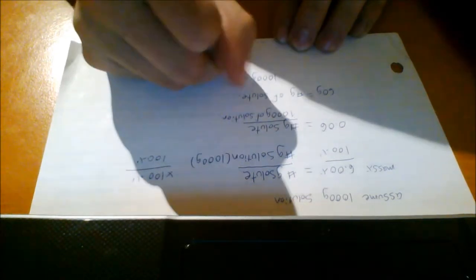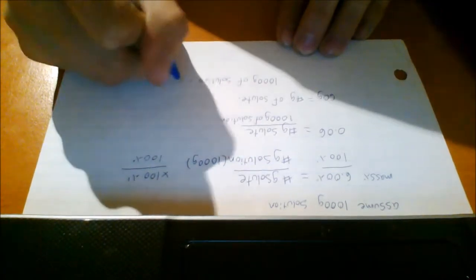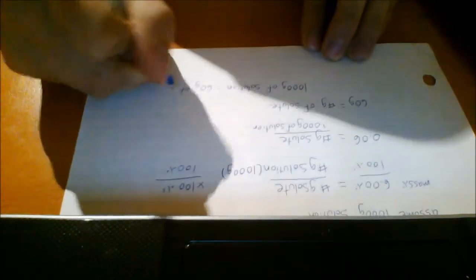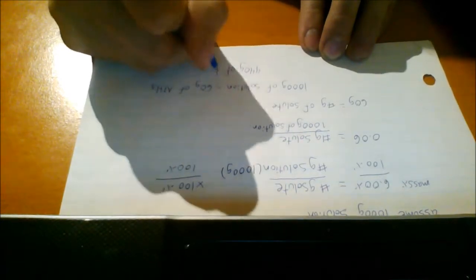Now, because the solution is 1,000 grams and we have the mass of NH3, we can solve for the mass of H2O. So 1,000 grams of solution minus 60 grams of NH3. Well, this will give us 940 grams of H2O. Now we can put that back to the top. The mass of water is 940 grams. And if we divide it by the molar mass, we will find out that the amount of moles of water is 52.178 moles.